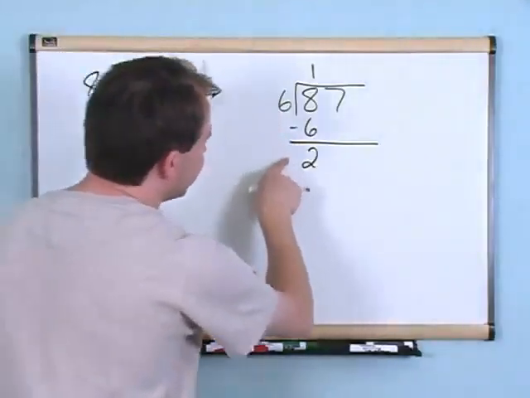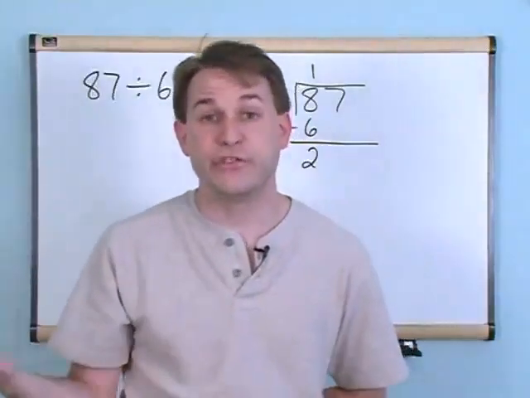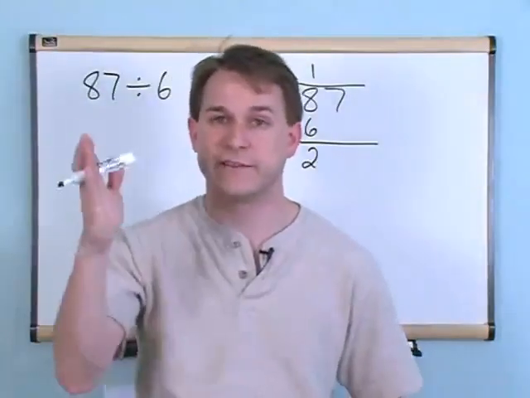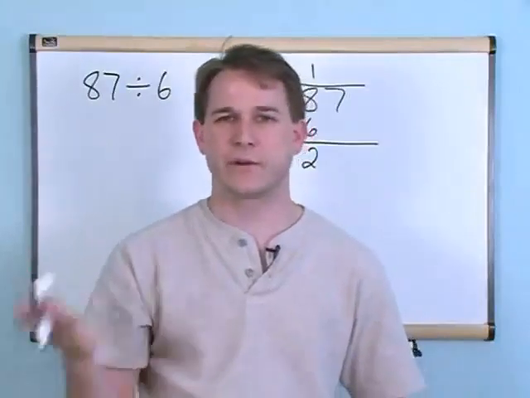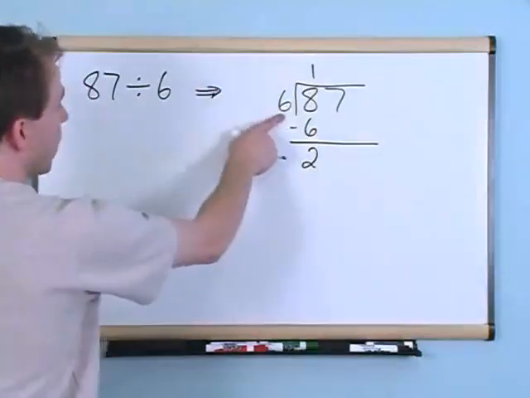can I divide 6 into 2? And the answer is no, because 2 is too small, okay? You're trying to divide 6 into 2, and you just can't do that, because if you're going to divide into something, you have to be dividing into a number bigger than you are, okay?